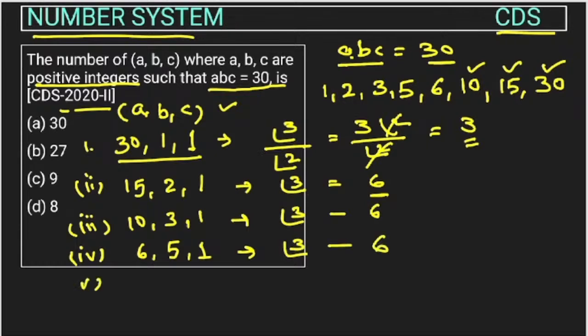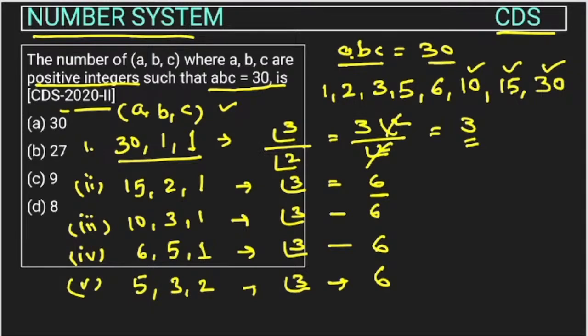Now the next case, when A is 5, right? So what's the possible value of B we can take if we are taking A as 5, right? So this could be 3 and 2, right? So again, how many values can we form? This will again be factorial 3. It means again 6, right?